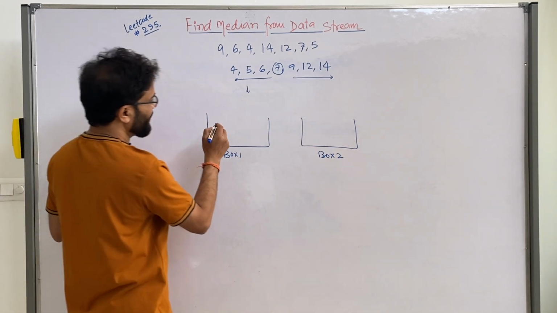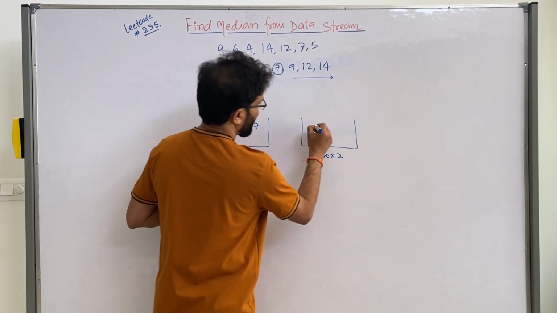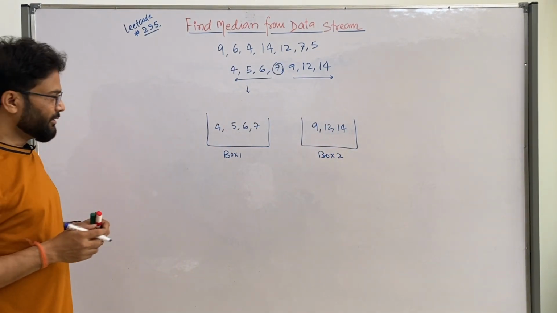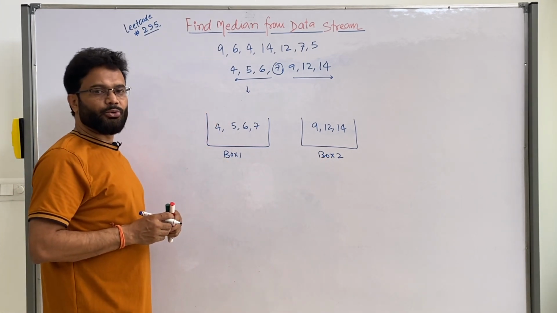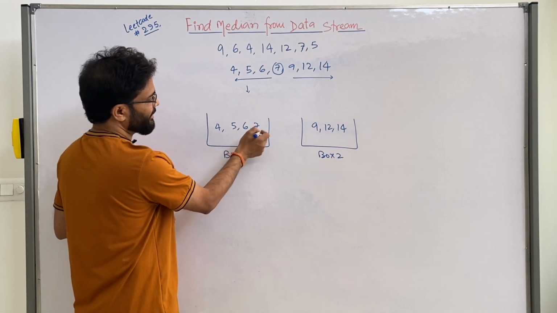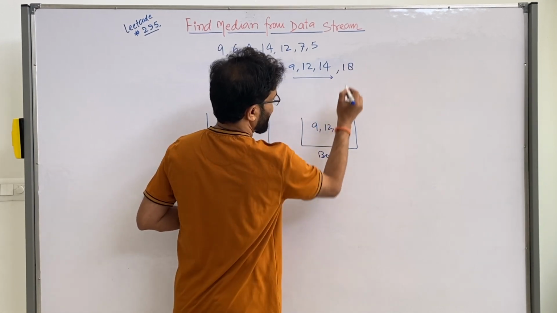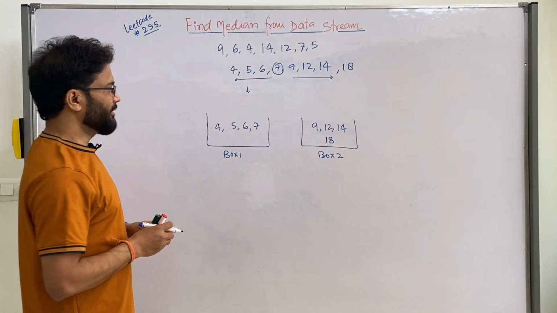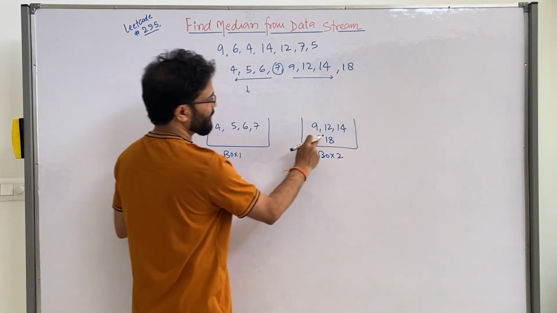In that way, we will keep 4, 5, 6, 7 here and 9, 12, 14 here. And keep in mind that box 2's size should always be equal to or smaller than box 1. So if you have an odd count, the extra number will go here. Suppose I have 18, then 18 will go here. In the case of an even count, both have equal size. In the case of odd, this one will have one number more.